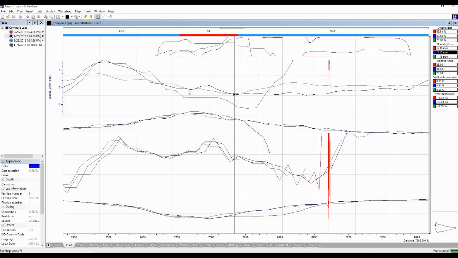So I suspect what was happening through here is that aggressive going back to throttle was causing a little bit of wheel spin, probably just the smallest amount, but it was enough to basically lessen the amount of grip in the rear of the car. So wanted to show you that.